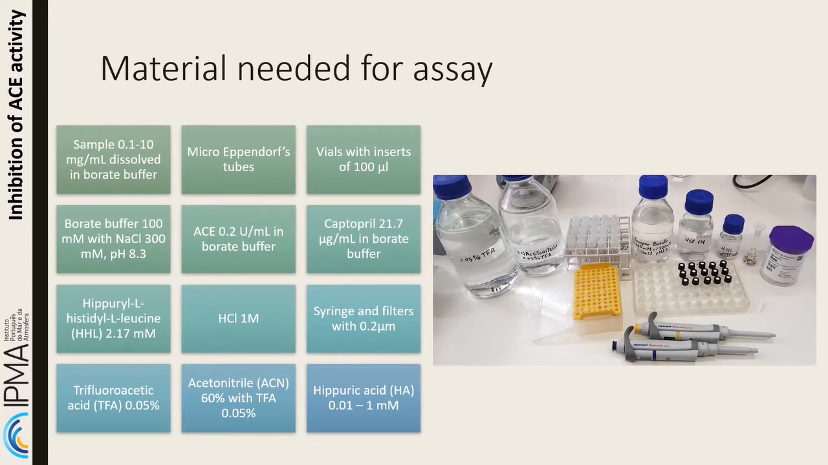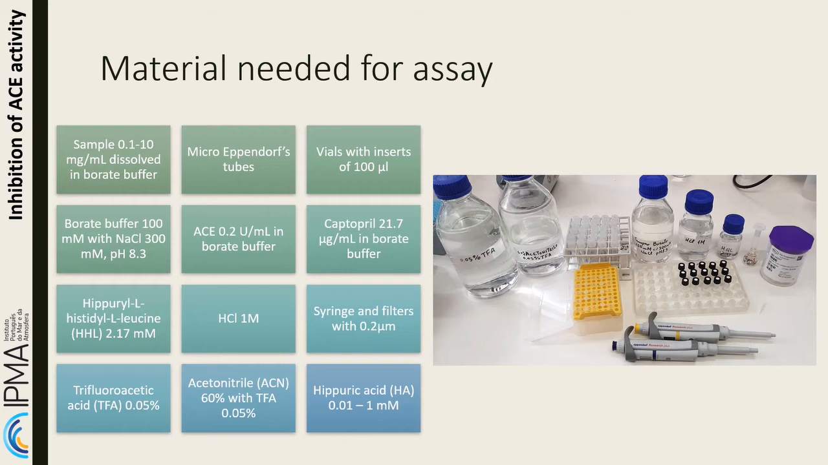For ACE inhibitor activity, the materials needed are samples dissolved in borate buffer, micro-Eppendorf tubes and vials with inserts of 100 microliters. Borate buffer 100 millimolar with sodium chloride 300 millimolar and pH 8.3. Angiotensin-converting enzyme 0.2 units per milliliter prepared in borate buffer. Captopril 21.7 micrograms per milliliter in borate buffer, HHL solution 2.17 millimolar in water.